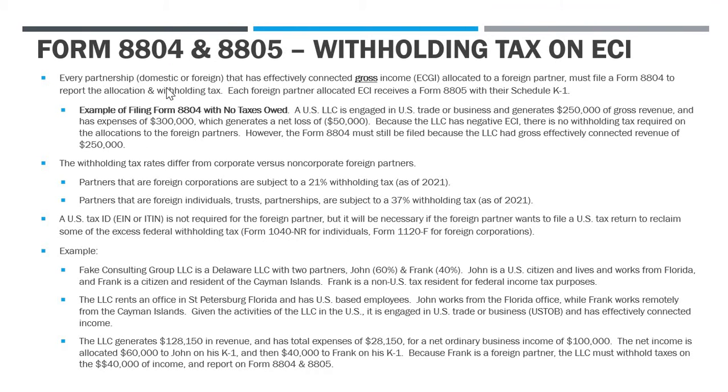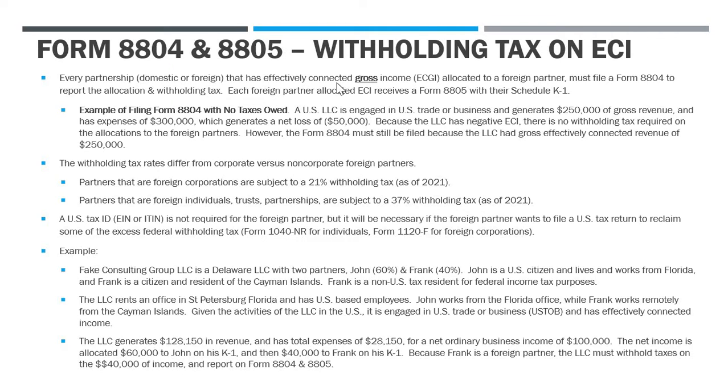Okay, so if we're starting at the top here, who needs to file this? Well, every partnership, whether it's domestic or foreign, that has U.S. source effectively connected gross income allocated to a foreign partner must file the 8804, report the allocation, and the withholding tax. Now, every foreign partner within that 1065, they get a K1, and they'll also get a Form 8805 if they have any allocation of ECI and any withholding taxes.